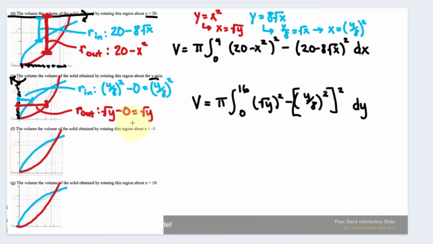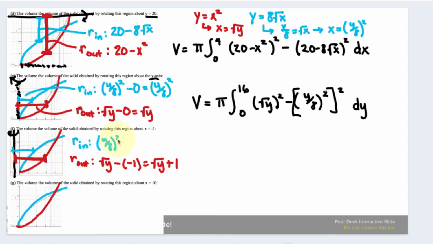Now in the next one, we want to rotate around x equals -1. So x equals -1 is there. So here's our longer line. Our radius outer is going to be this root y. And now we're going to do minus a -1, you see, because we're going over to here. So minus -1, which is root y plus 1. And our radius inner is going to be from here minus a -1 again. So we're going to have (y over 8) squared minus a -1, which is (y over 8) squared plus 1.